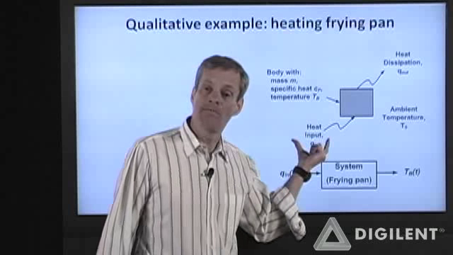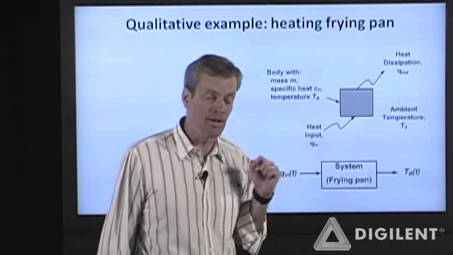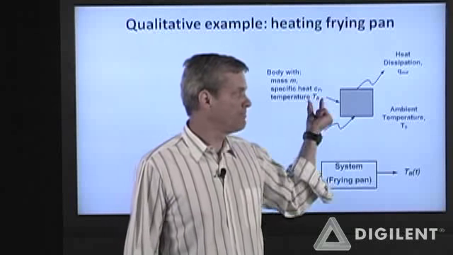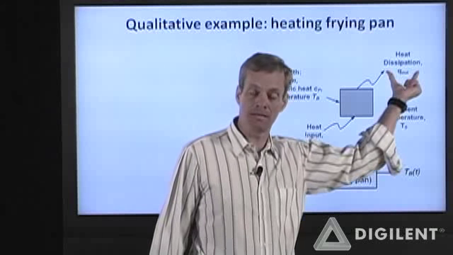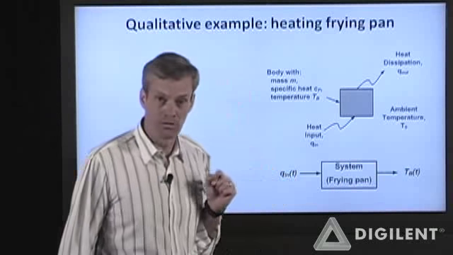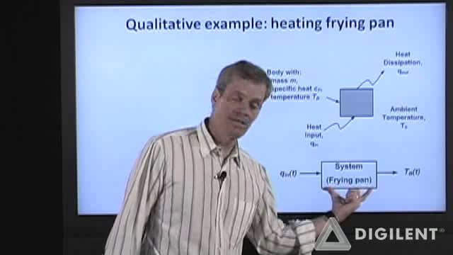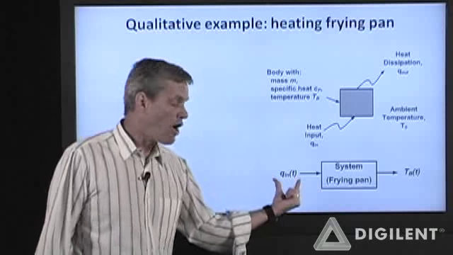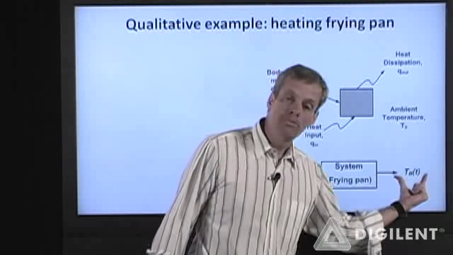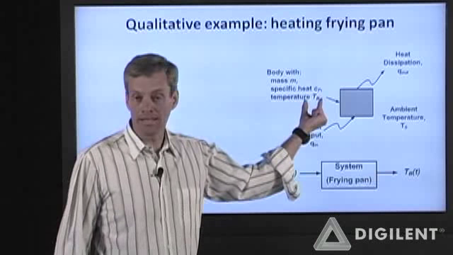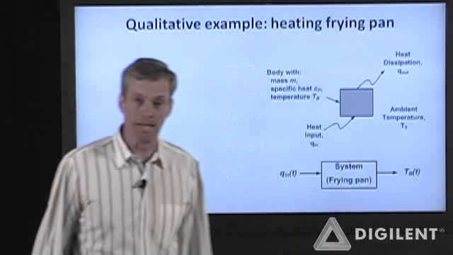I can have an input heat, Q in, that's applied to this frying pan, and the difference in temperature, T sub B, and the ambient temperature will result in some heat dissipation, Q out. So looking at this from a system level standpoint, our system is the frying pan itself, our input is the heat we're applying to the frying pan, and our output is taken as the frying pan's temperature, T sub B, which typically will be a function of time.